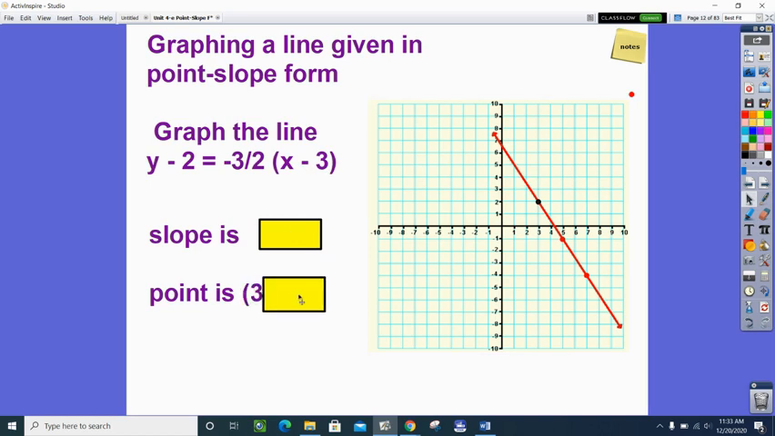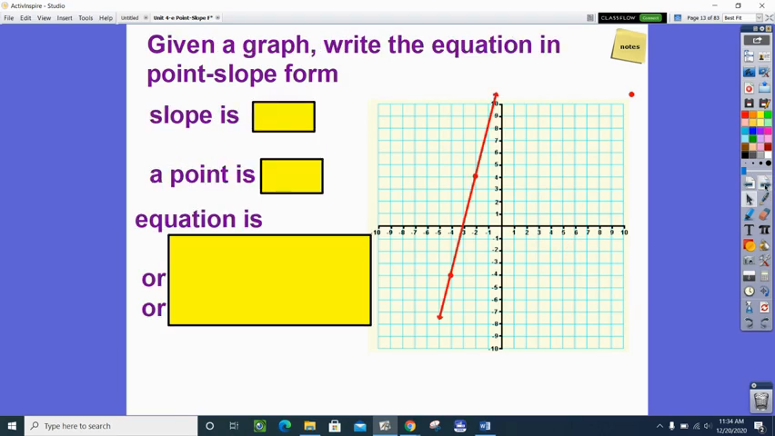So the x coordinate would be 3, and y minus the y coordinate. So the y coordinate would be 2. So we have our start point. Come over 3, 2, and put your point. Now use your slope to move. So you're going to go down 3 and over 2. And sure enough, if you do that twice, there's your line. So if you have a point slope form, it is easy to graph it.